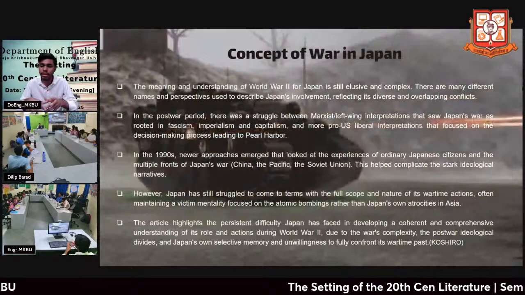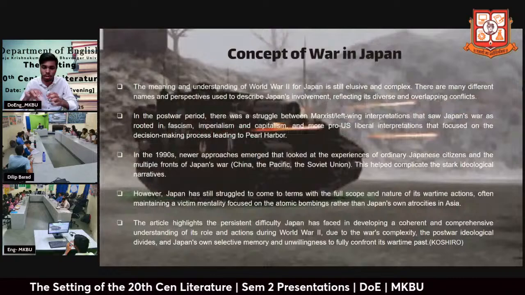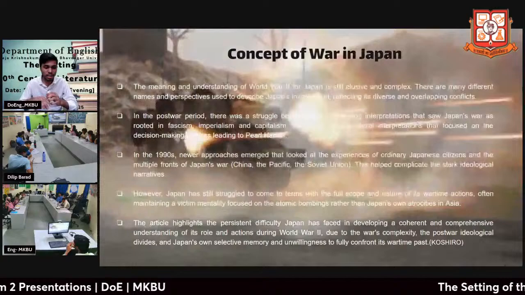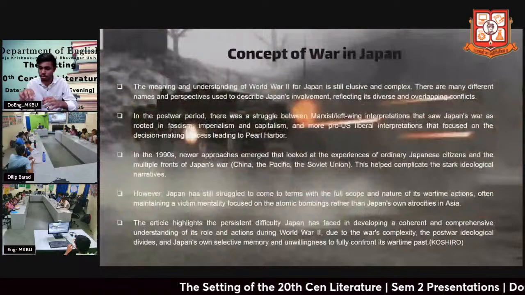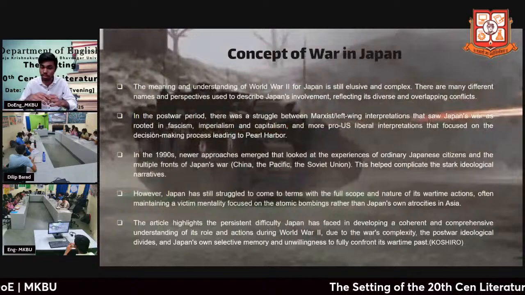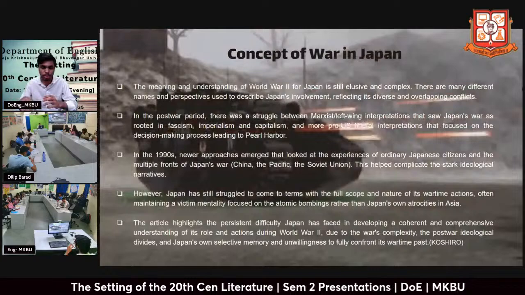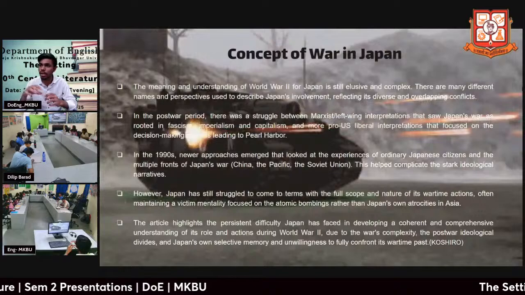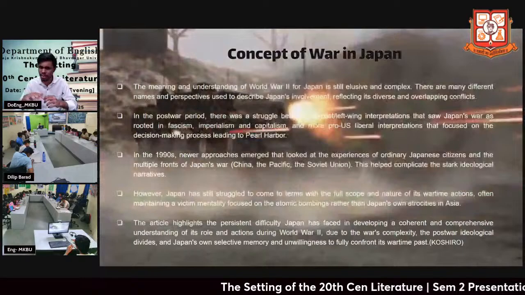However, Japan has still struggled to come to terms with the full scope and nature of its wartime actions, often maintaining a victim mentality that focuses on the atomic bombing rather than Japan's own atrocities in Asia. We know the biggest war in Asia concluded with the atomic bomb developed by the US, dropped on Nagasaki and Hiroshima, where so many civilians were killed in that atomic bomb attack.